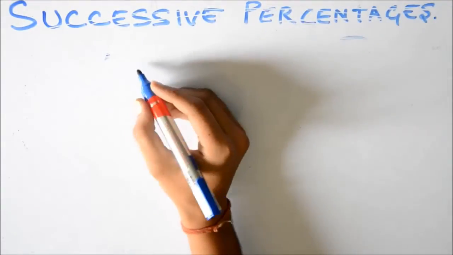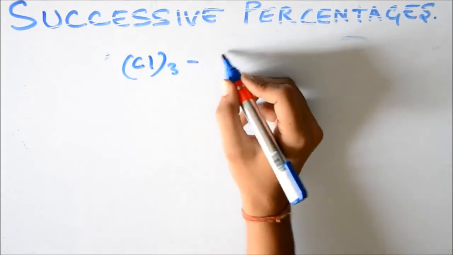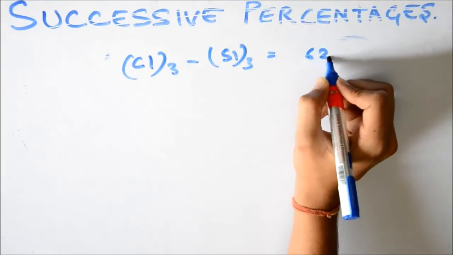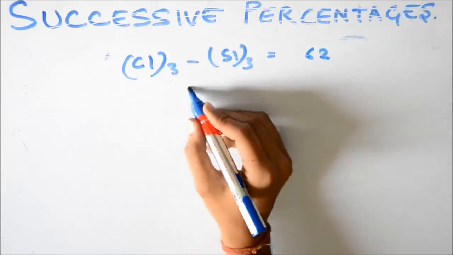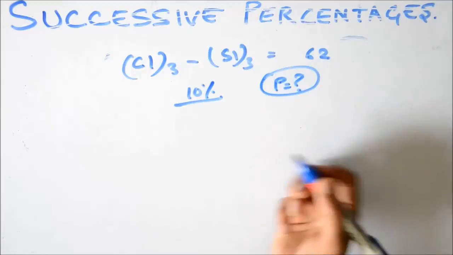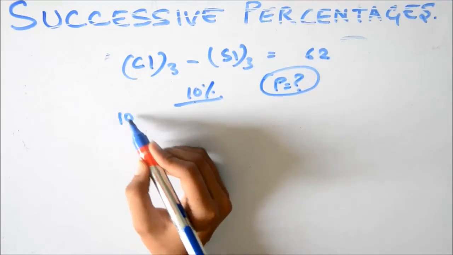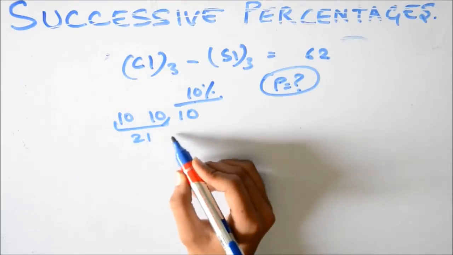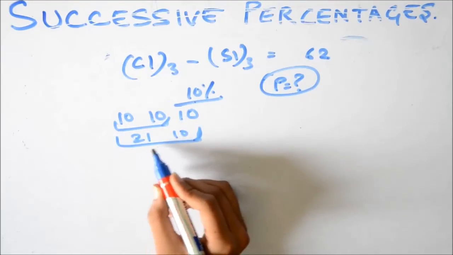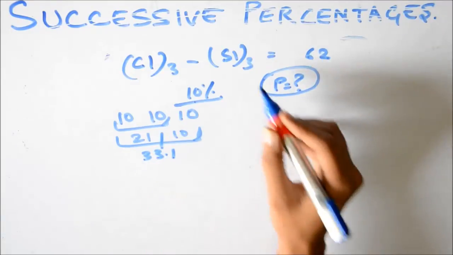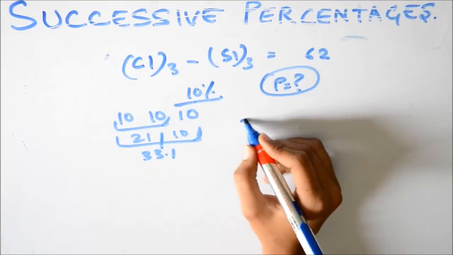Suppose a similar sort of question is there, compound interest for 3 years and simple interest for 3 years. The difference is 62. Okay. Now, the rate is given to be 10%. So what is the principal, right? So again, you can calculate approximately, this is 10 and 10 is 21. 21 and 10 is 31 plus 2.1. So it's 33.1, right? And for simple interest, it will be simply 10, 3 times, that is 30.